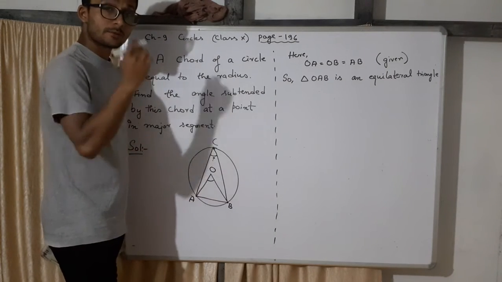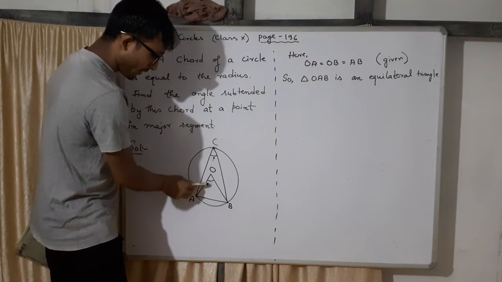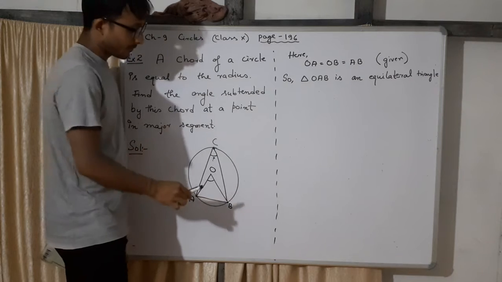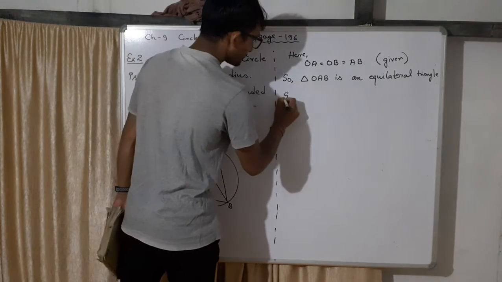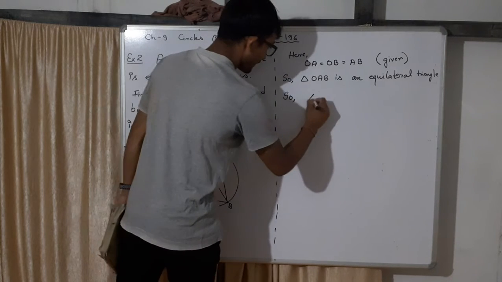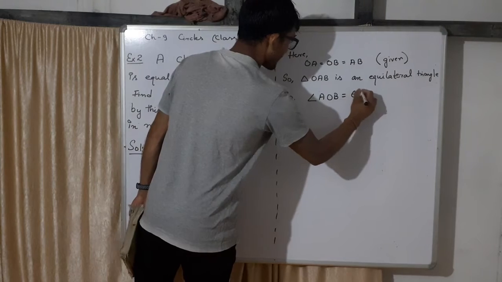All the angles are equal means 180 has to be divided into 3 parts. So 1, 2, 3, 180. That means everyone is equal, 60, 60, 60. So angle AOB is equal to 60 degree.